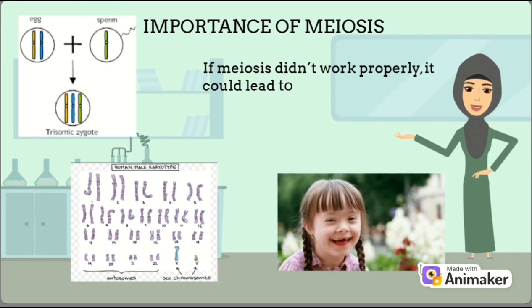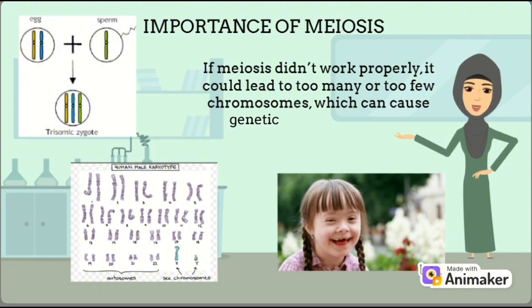Thirdly, it prevents genetic disorders. If meiosis didn't work properly, it could lead to too many or too few chromosomes, which can cause genetic disorders such as Down syndrome. Meiosis helps make sure everything is in the right balance.